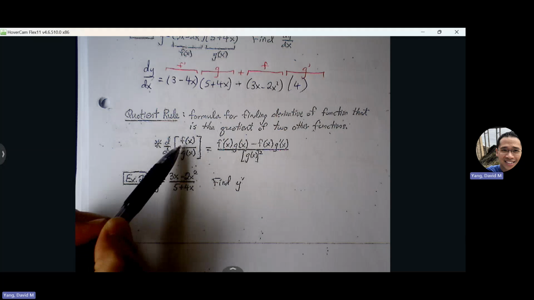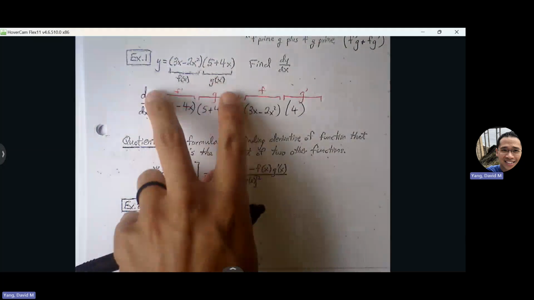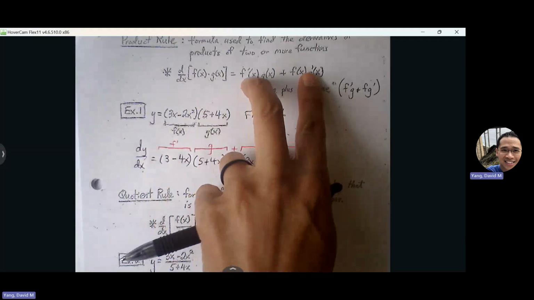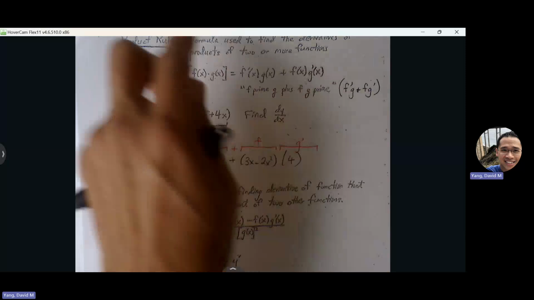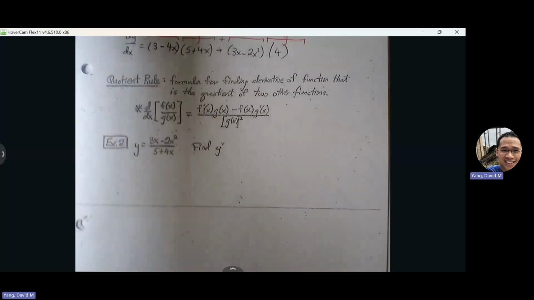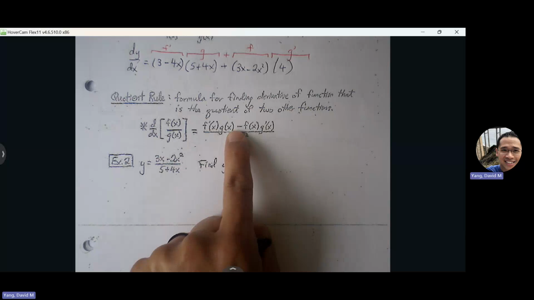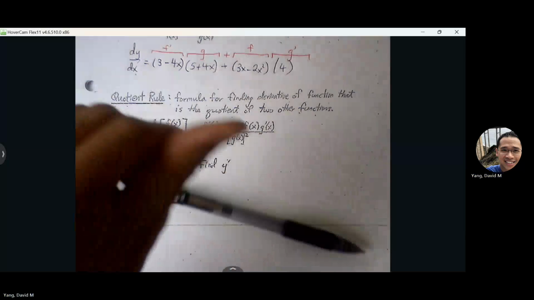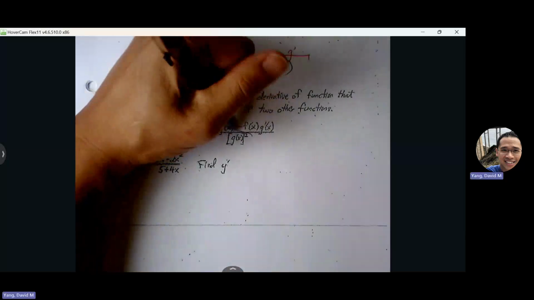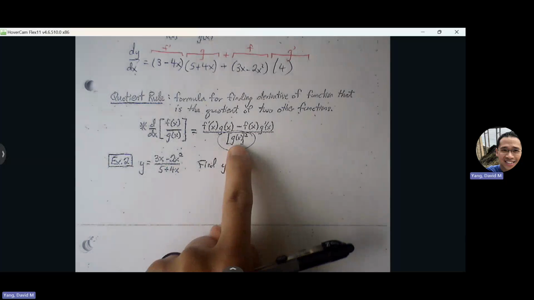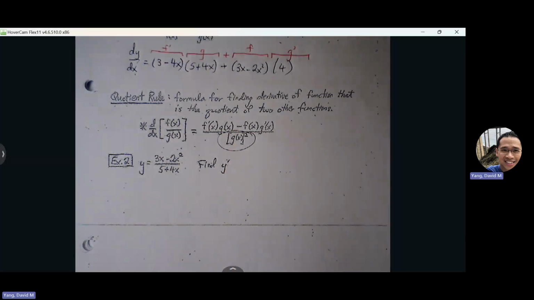Here's the formula for quotient rule. It's going to look a lot like product rule. There's still that f prime g and fg prime, but instead of a plus, I'm going to have a minus between the two expressions. So it's going to be f prime g minus fg prime. And then here's the additional step. We've got to divide it by the original denominator squared. So divided by g of x squared.